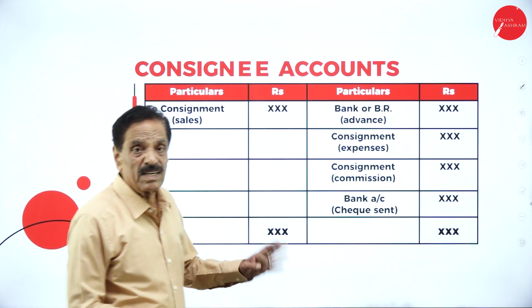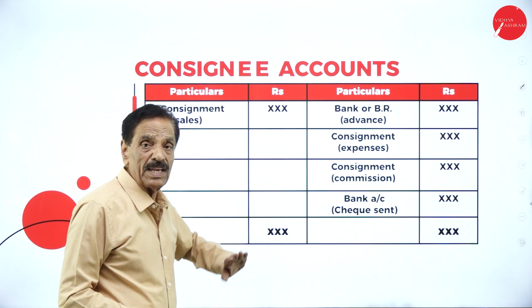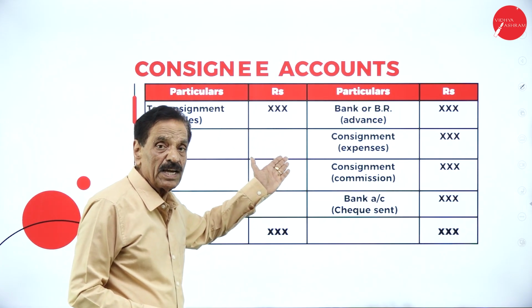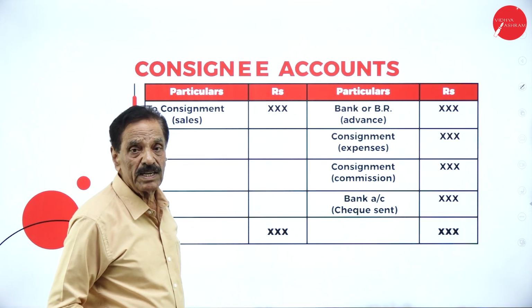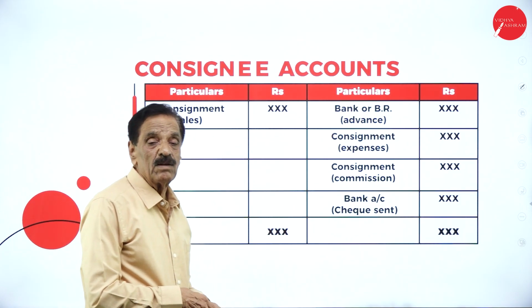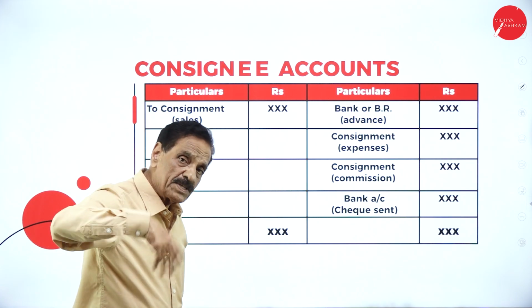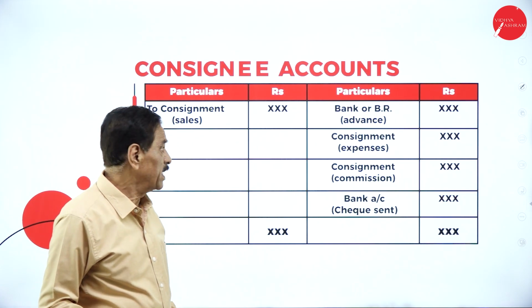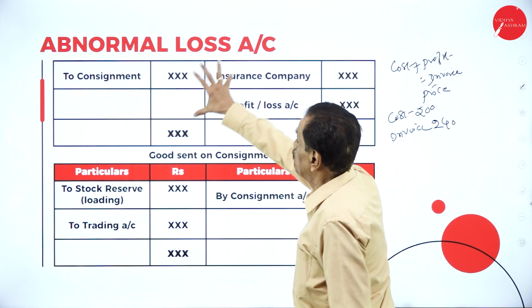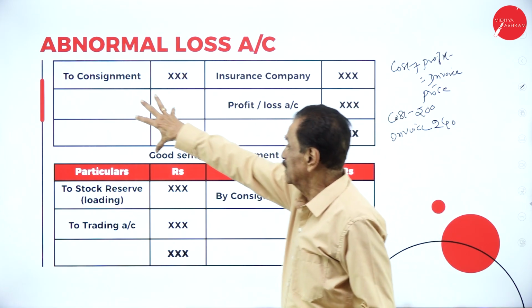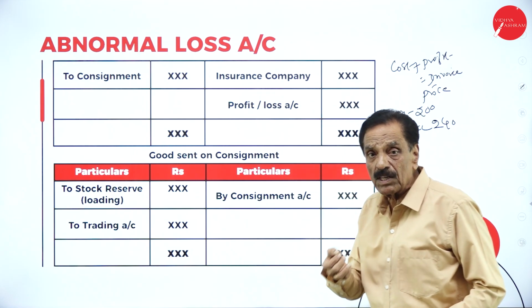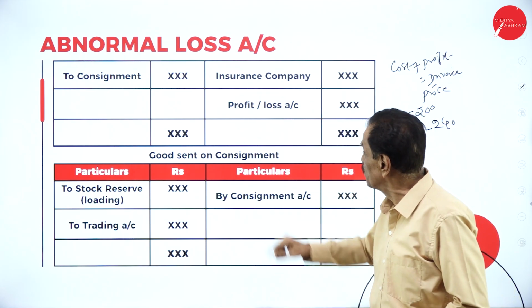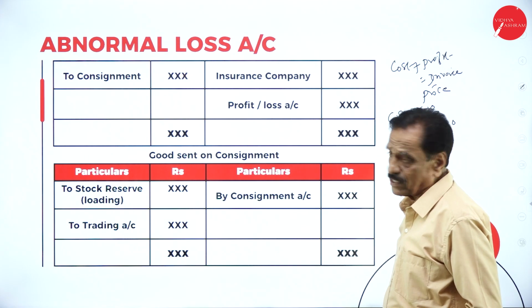Then, this is the consignee account. When I make the sale, the entire amount lies with the consignee. Then he will deduct his advance, his expenses, and his commission. Then whatever the difference comes, the consignee will send to the consignor. Then here the abnormal loss account. This is the total loss account. Consignment is the total loss. Out of that, whatever we recovered from the insurance company, the difference is the profit and loss account.